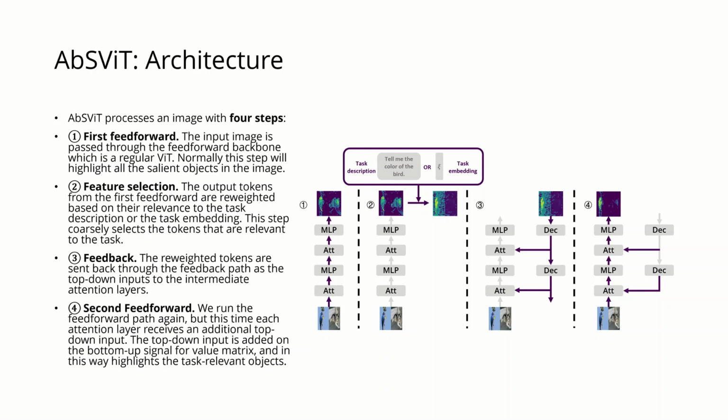In step 3, we send back these reweighted tokens through the feedback path and into each self-attention layer. Note that the feedback path here only contains linear layers. And in step 4, we run the feed-forward path again, but this time each self-attention layer will receive an additional top-down input. We add the top-down input to the bottom-up input for the value matrix in self-attention. And in this way, we will signify the task-relevant features in each layer.